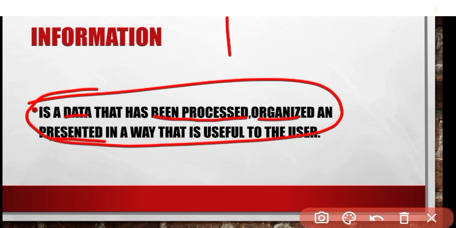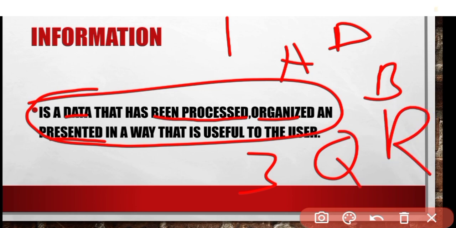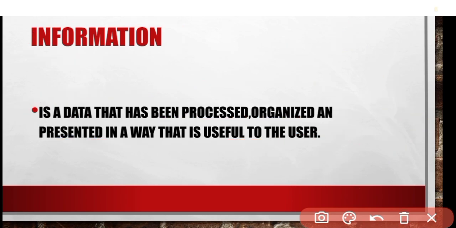But when I write I, D, A, P, 3, Q, R, they have no meaning to the user. But when they get processed and then organized in this way, like I and F, to produce information, they become useful to the user, and that is what we call information.